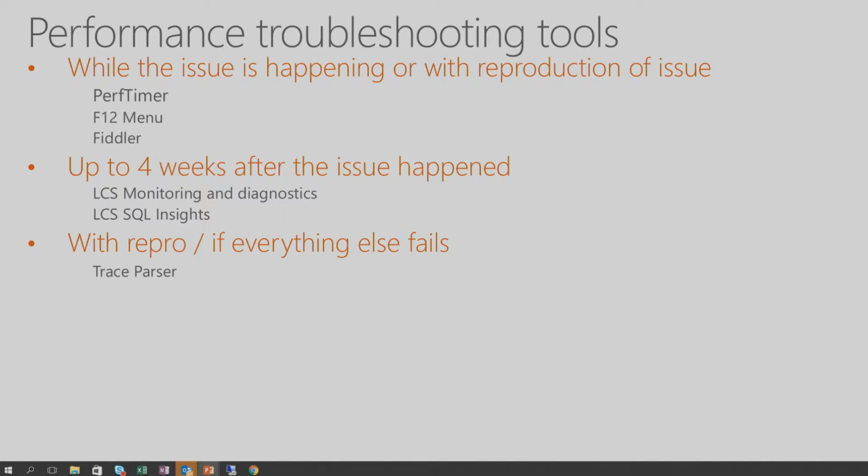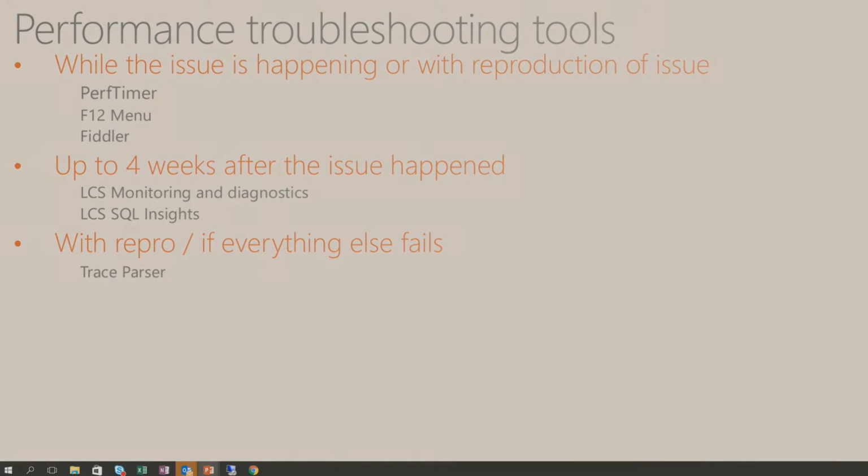Then if the issue happens 4 weeks, 8 weeks later, and we talk a little more in detail how that works in a session tomorrow, you can still troubleshoot via LCS. And we go into that in great detail. So a user reports an issue, says, well, this and this and this happened. You don't need to right away ask him for a repro. You can actually go into LCS and figure a few things out there. And then if you have a repro, and if you really cannot figure anything out right away or with LCS, we still have trace parser. And I'm going to show you the things which change there too.